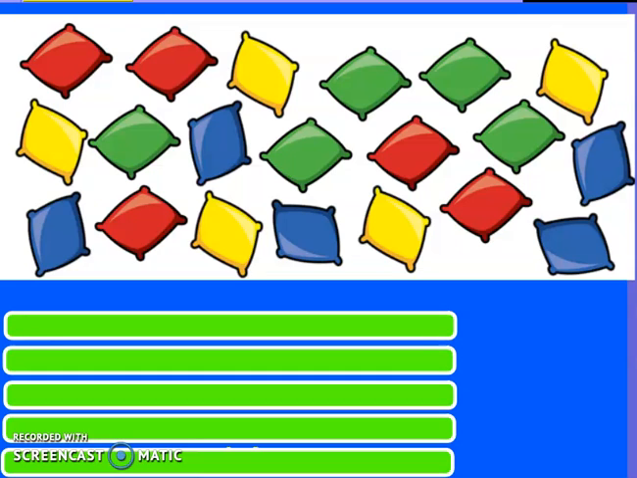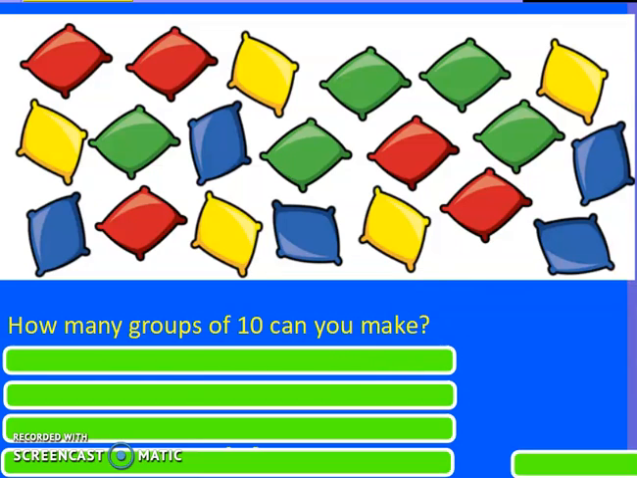Let's have a look at the picture. We've got some instructions of what to do with it. We've got some bean bags here. Let's count how many we've got. Count along with me. 1, 2, 3, 4, 5, 6, 7, 8, 9, 10, 11, 12, 13, 14, 15, 16, 17, 18, 19, 20. We've got 20 bean bags. How many groups of 10 could we make out of these bean bags? Pause the video and write your answer in your book.